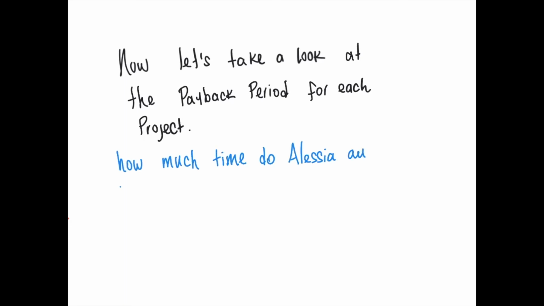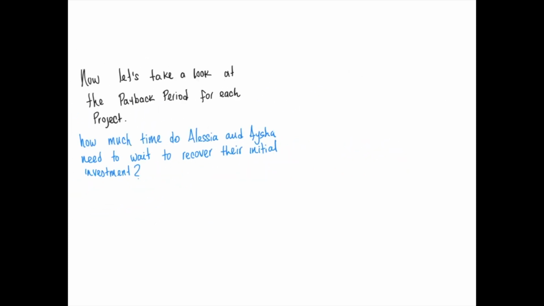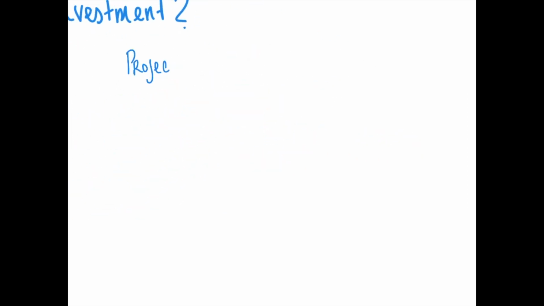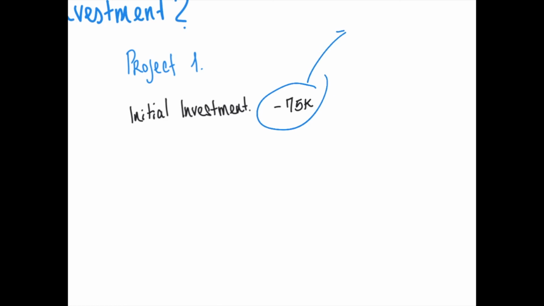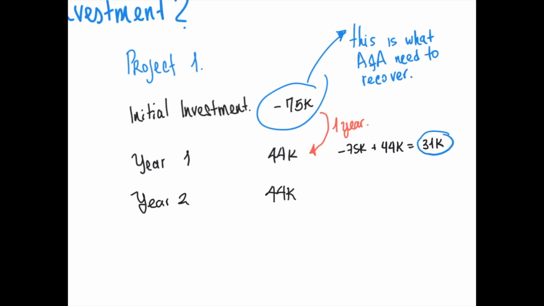Now let's take a look at the payback period for each of the projects. How much time do Alessia and Aisha need to wait to recover their initial investment? Let's start with project 1. The initial investment for project 1 is $75,000. This is what Alessia and Aisha need to recover. In the first year, they will recover $44,000. So after 1 year, they only have $31,000 left to recover.